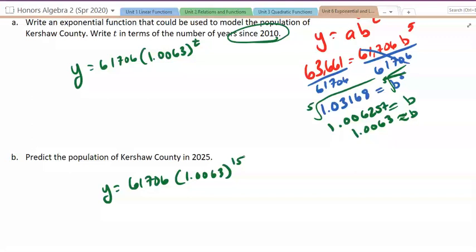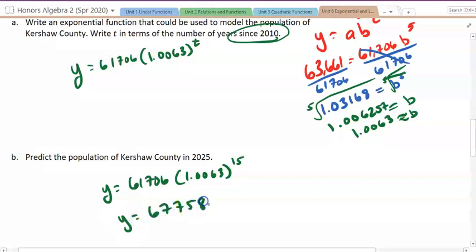Rounding errors come into play. And so I'm going to first do this with the entire decimal that my calculator gave me. When we do that, I get y would be equal to 67,758.78, and so obviously we can't have 0.78 of a person, so we'll round that up to 67,759.